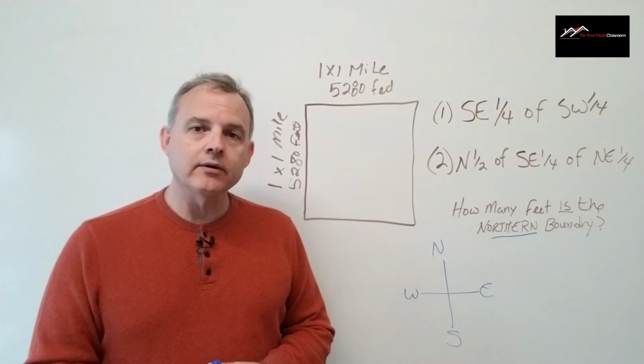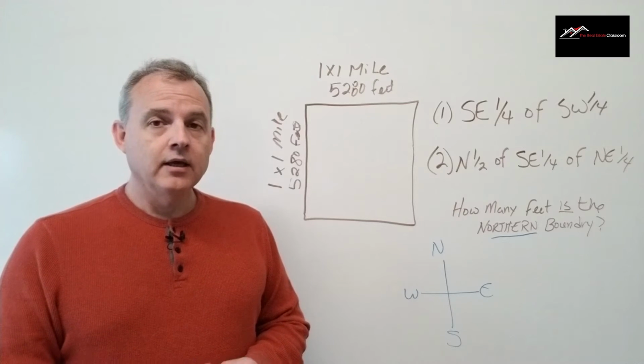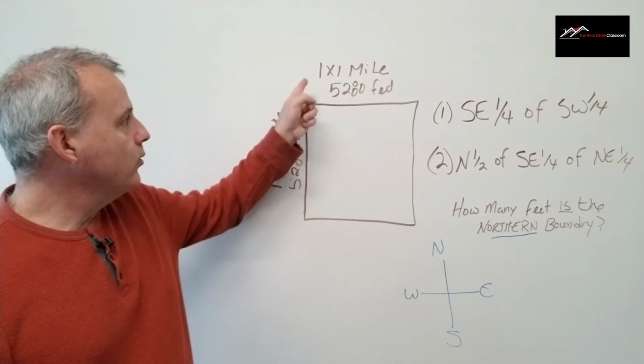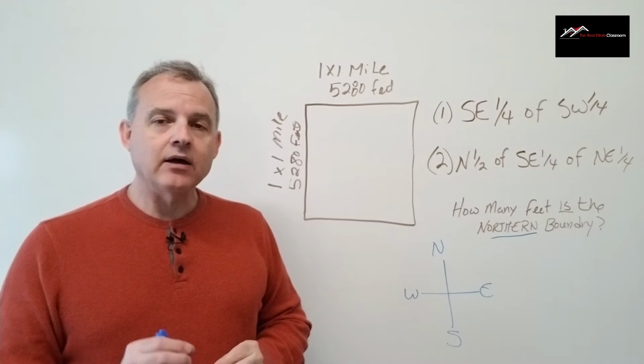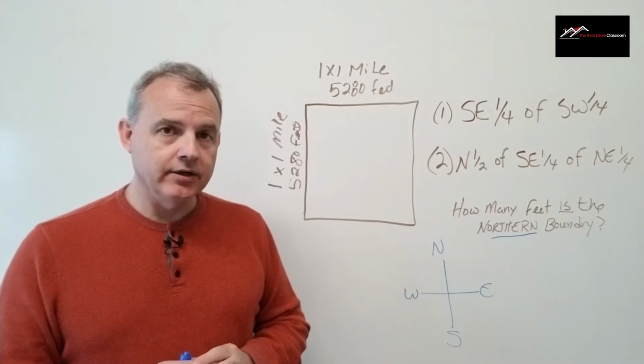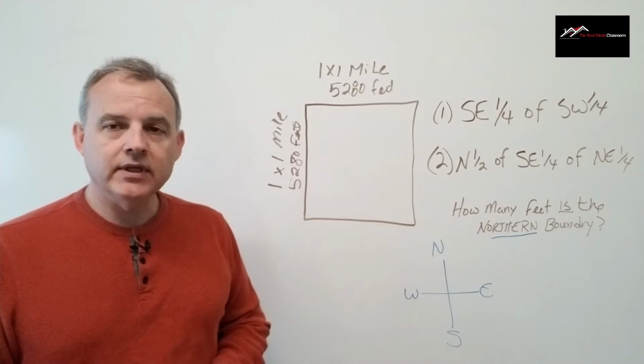Now, real quickly, one thing that we have to realize is the characteristics of a section of land. A section of land is 1 mile by 1 mile, and remember, 1 mile equals 5,280 linear feet. Very important. We're going to need to know that to calculate the distance of the northern boundary.